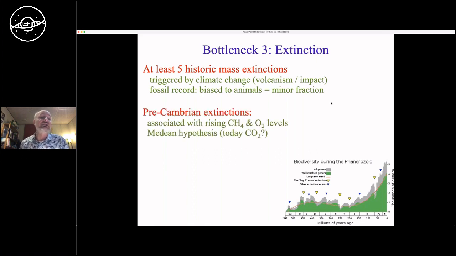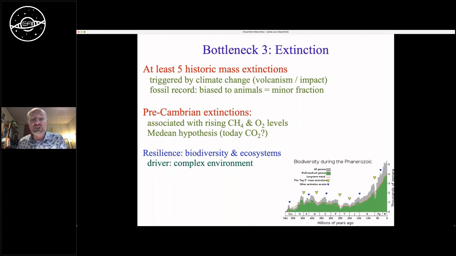There have also been major extinctions before the advent of plants and animals. So these are associated with the rising levels of first methane and later oxygen in the atmosphere. And ironically, these gases are produced by bacteria. So this concept is known as the Medea hypothesis, that actually life sort of kills itself, right? And some people would say that the same thing is happening today with us emitting too much carbon dioxide.